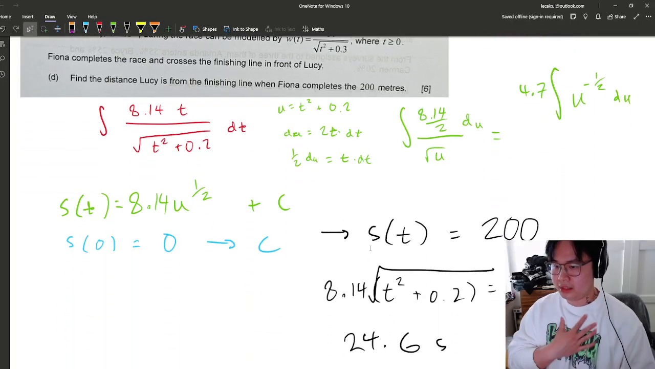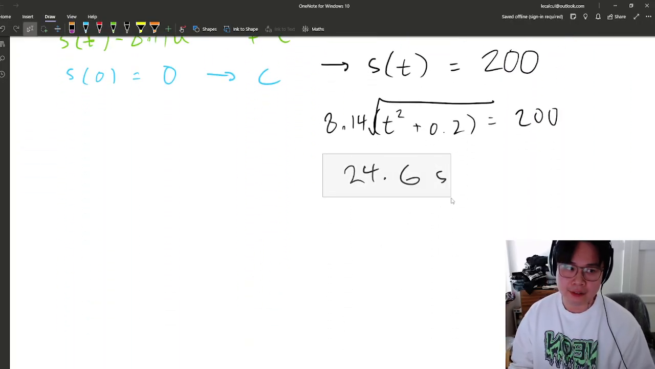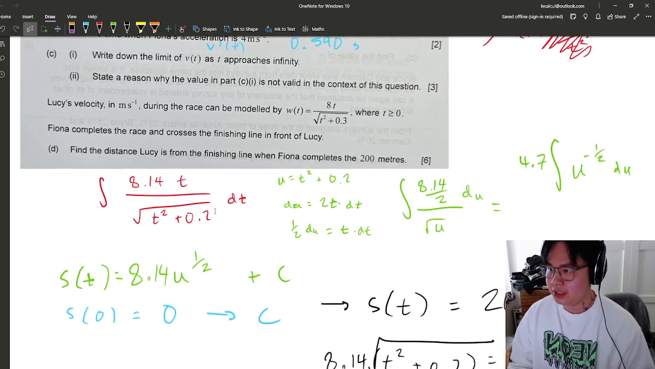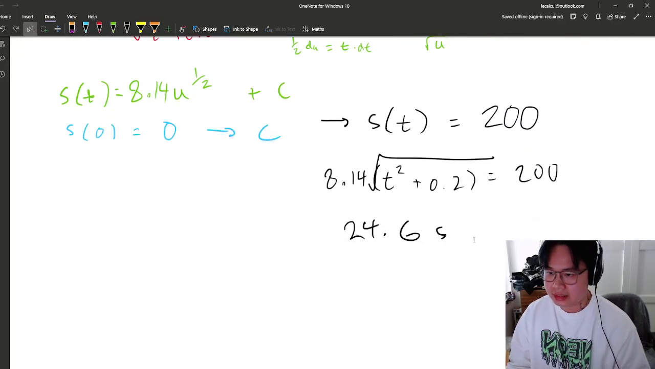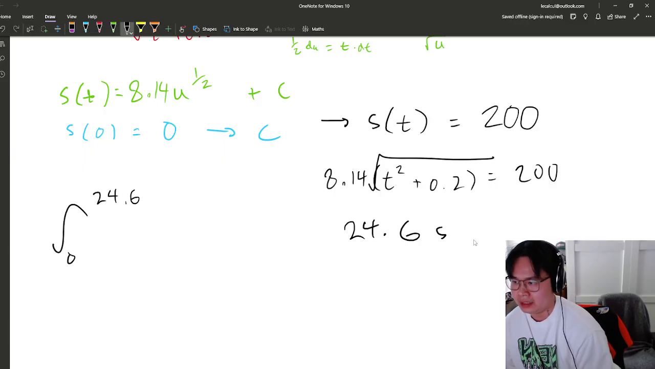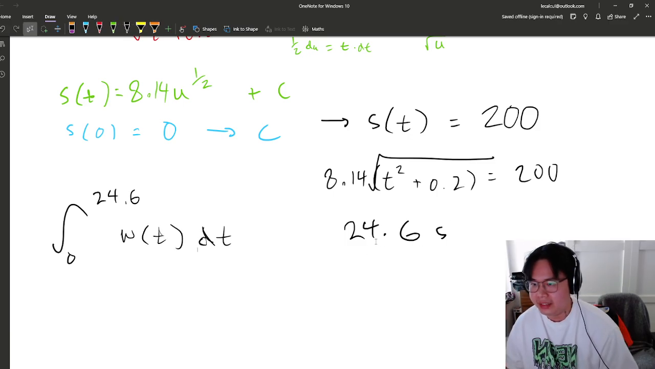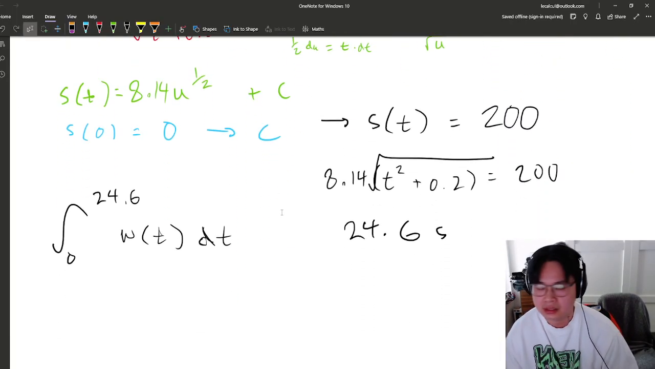Okay, and then they obviously start the race at the same time, so this is how long the other person runs for, Lucy. And then now we can find out the distance that she runs, because this is going to be from 0 till this time of her velocity. And then from there we can find out how many meters she is from the finish line.